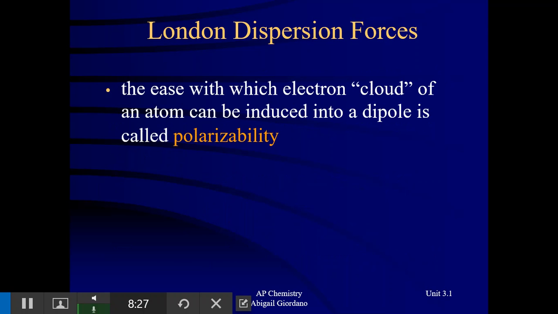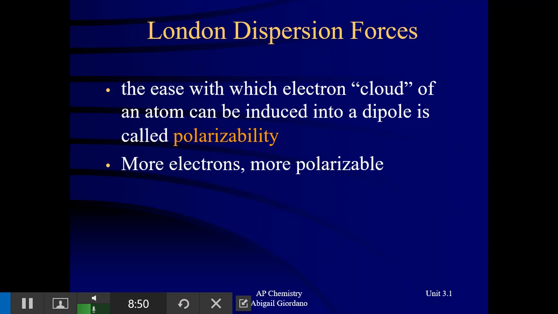Now, some molecules can be induced into that momentary dipole easier than others. And this word, polarizability, is a really important vocabulary word. When you write it down in your notes, underline it, circle it, highlight it, it's important. What makes a molecule more polarizable than another is the number of total electrons. If one molecule is simply larger, has a greater molar mass, that's going to mean it also contains a greater number of electrons. It will more easily be polarized, more easily induced into that momentary dipole.